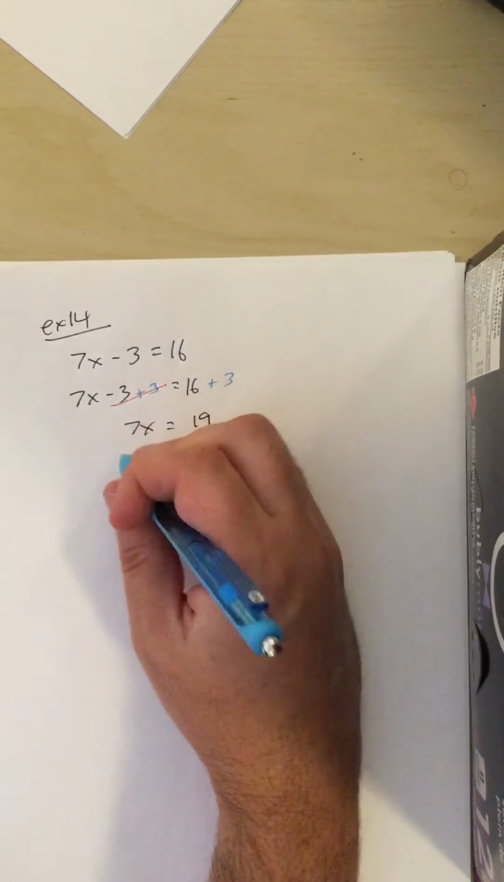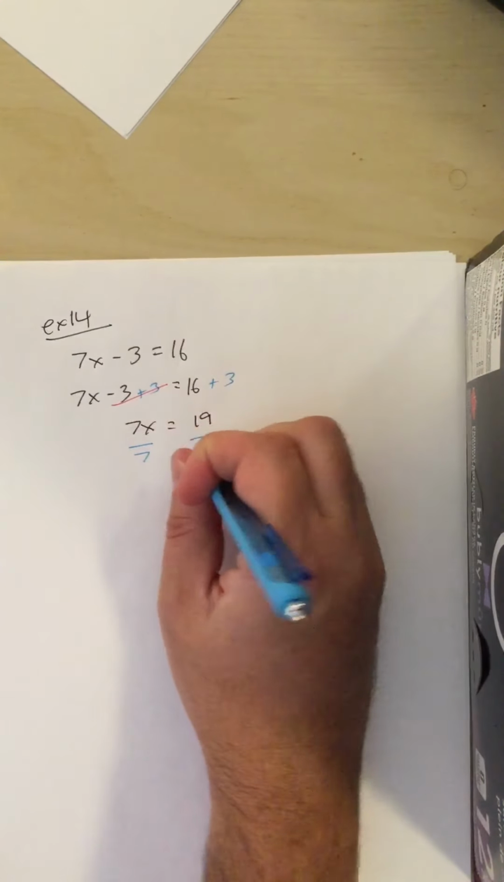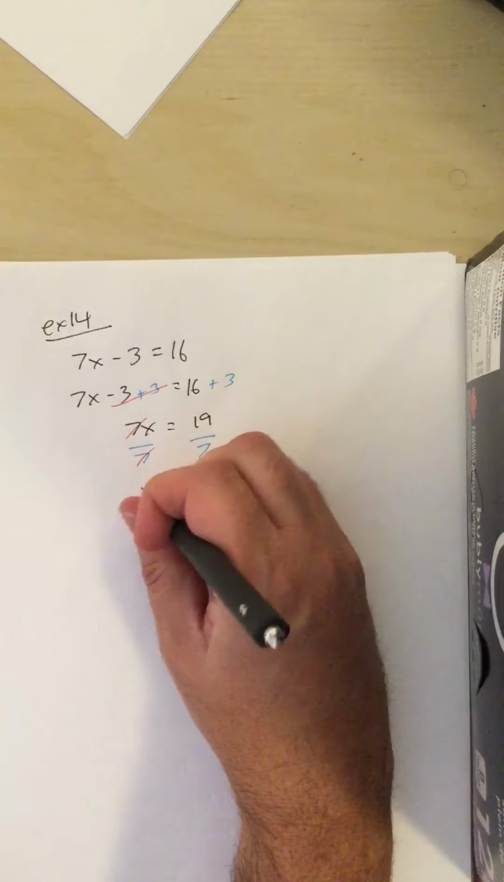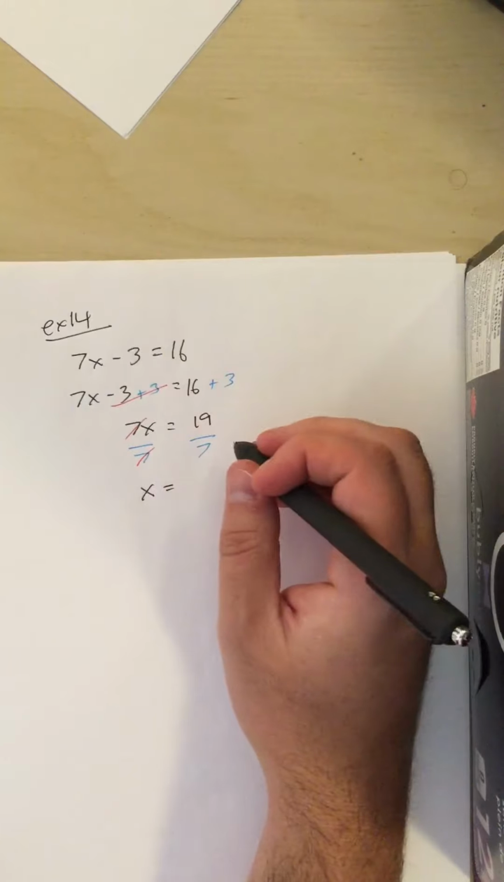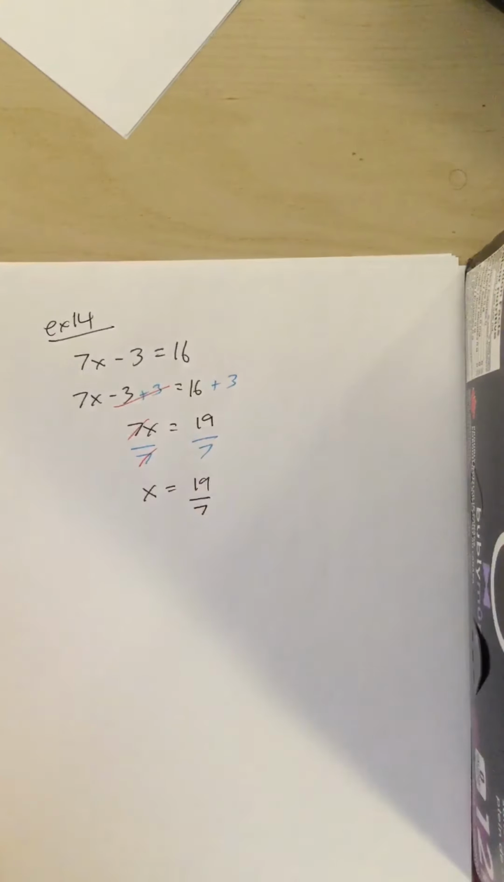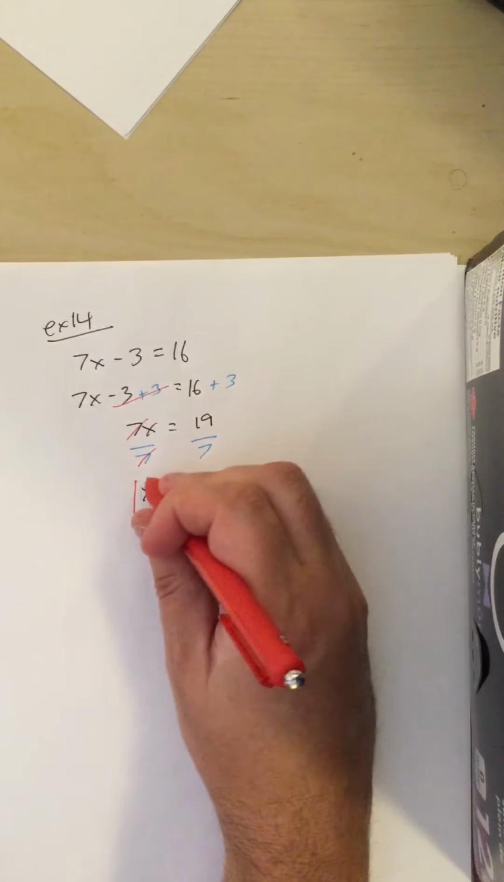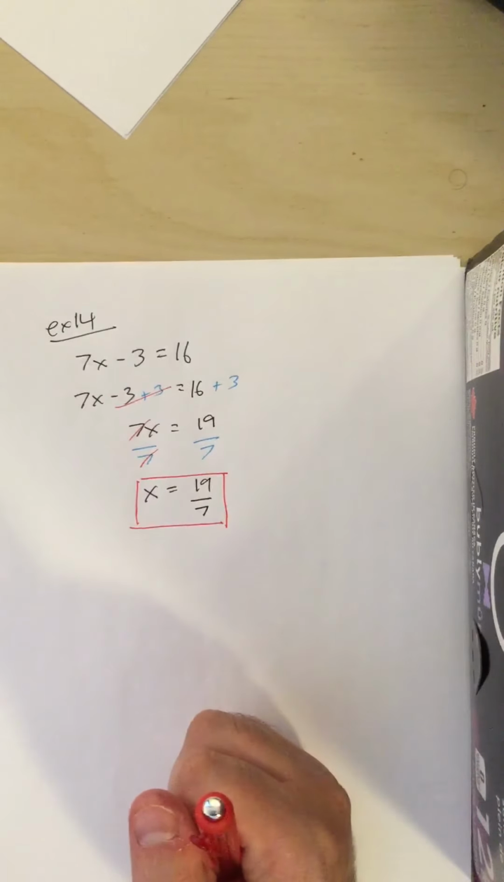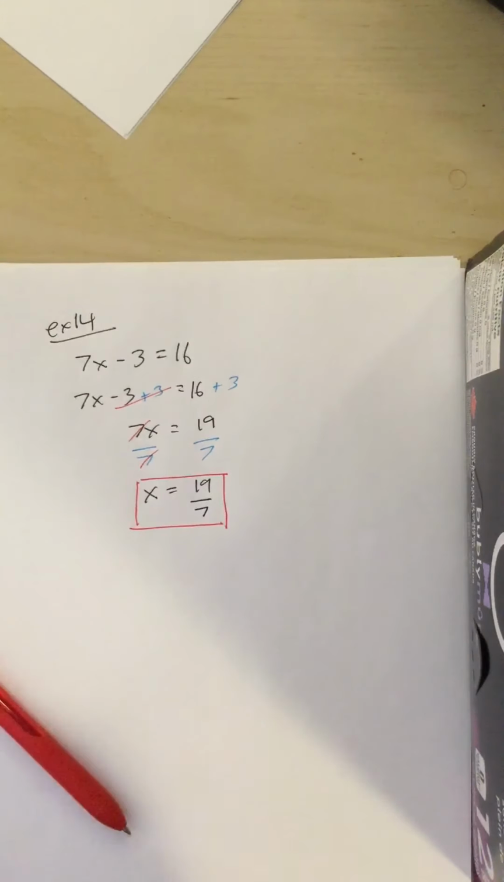Nothing special so far. And then we divide both sides by 7. The 7's go away. And this doesn't divide by nicely. So, in this class, generally speaking, you could keep it as 19 over 7. And you should keep it as 19 over 7. And that would be the final answer. And that's it.